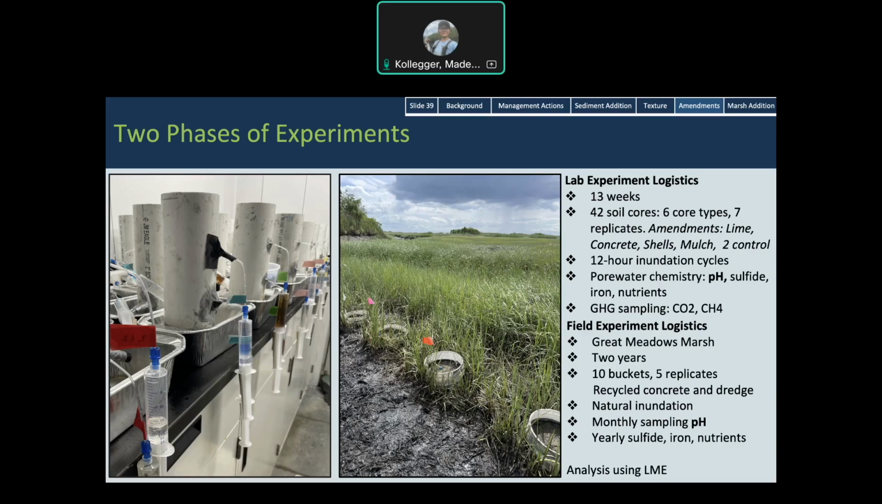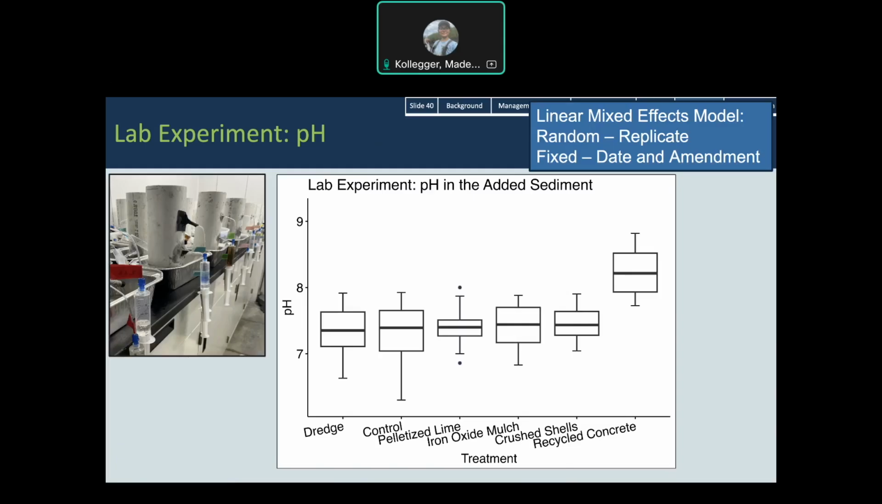All the analysis in this chapter was done using a linear mixed effects model. And so in the lab experiment, the linear mixed effects model had a random effect for replicate and a fixed effect for date and amendment, asking the question, does pH change over time, and is it different between amendments? In this figure, pH is the y-axis, with the bottom being the most acidic and the top being the most basic, and we have an x-axis that is our amendment. And what you can see as I've been talking is probably that the pH in our recycled concrete is the highest pH compared to all of our other amendments.